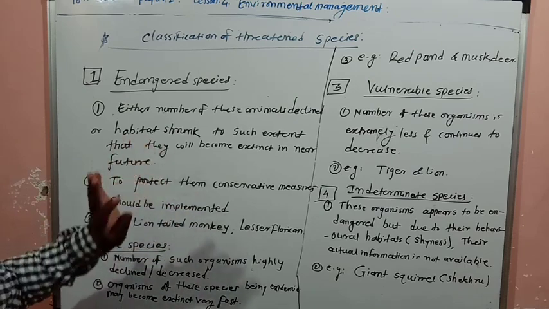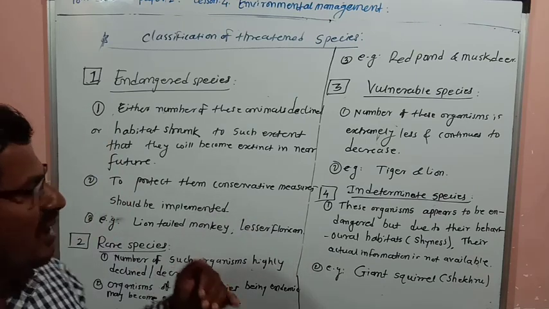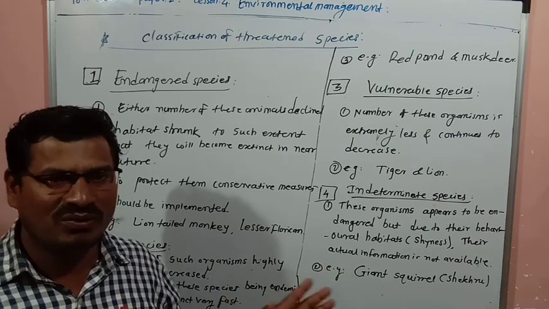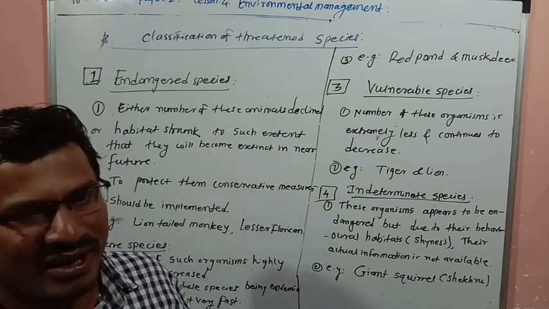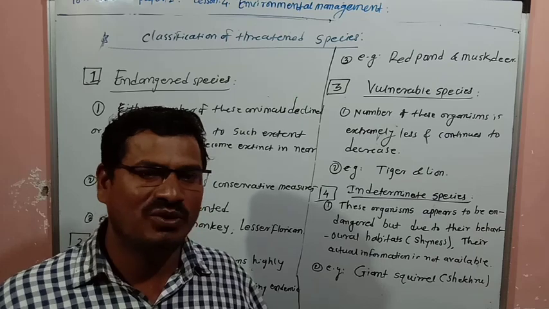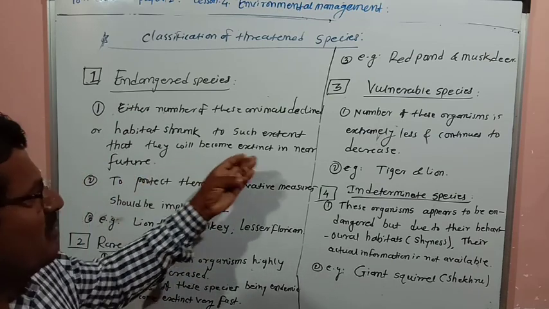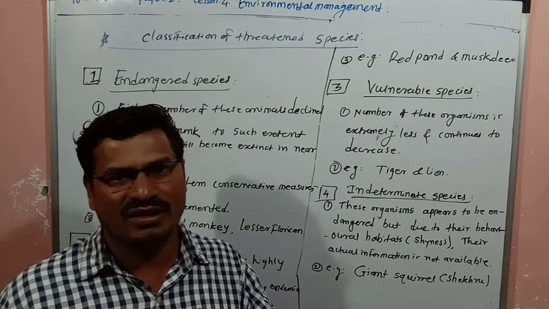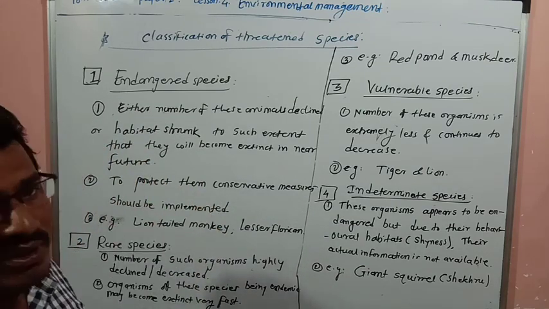So what happened in the case of these animals? Their number is decreased. Decline means their number is decreased, or their habitat has shrunk. Shrinkage of habitat means deforestation takes place, and they do not have places for living. So if deforestation takes place in the places where these animals are found, then automatically their number will go on decreasing, and because of that they will become extinct in the near future. So first, their number will decrease, and another thing is their habitat is also shrinking, and because of that in future they will become extinct.